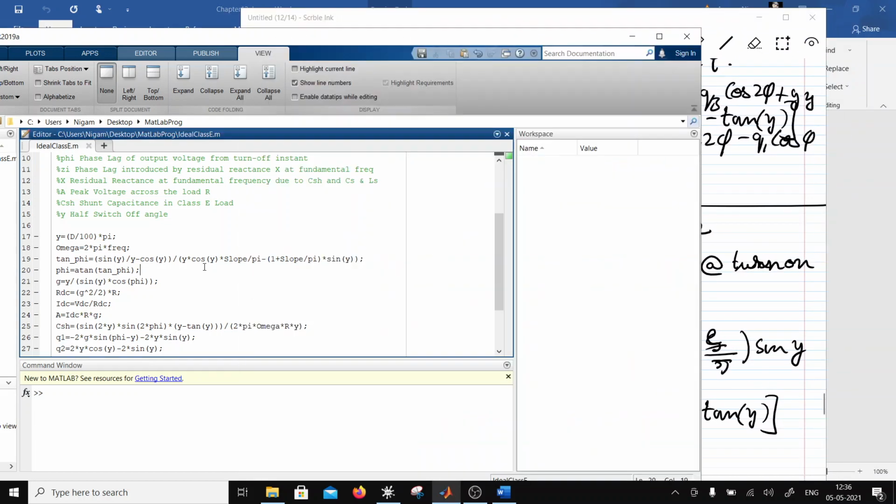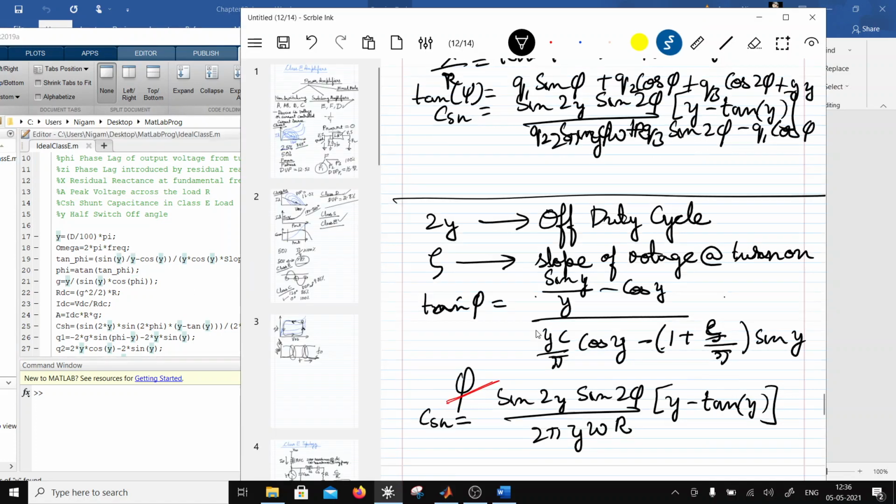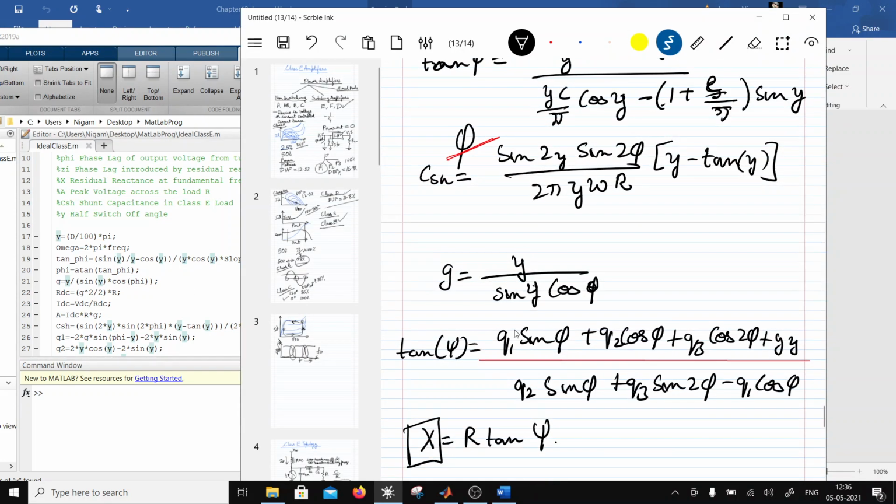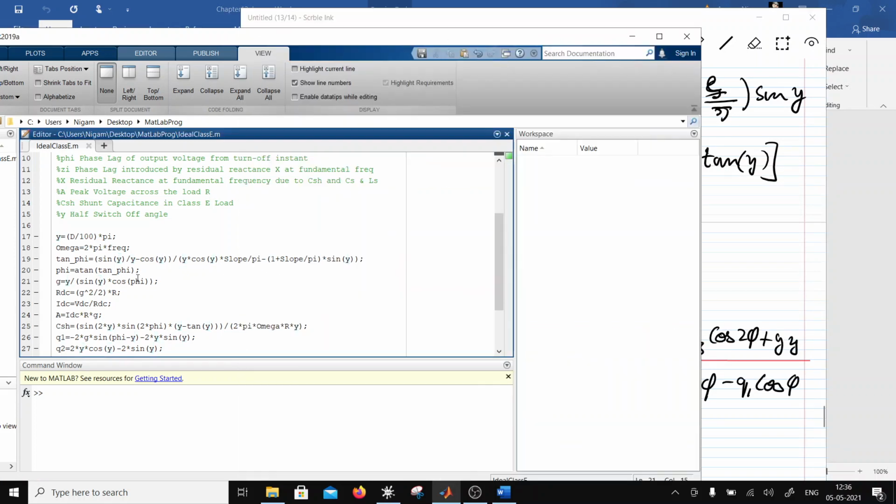So I have written tan of phi over here. Then phi would be tan inverse of tan of phi, so that way I will get phi. Once I get phi, I will find out g. So from phi, I will find out g. G is y by sine of y cos of phi. So here I'm finding out g. Once I have g, for a given r, I would have rdc.